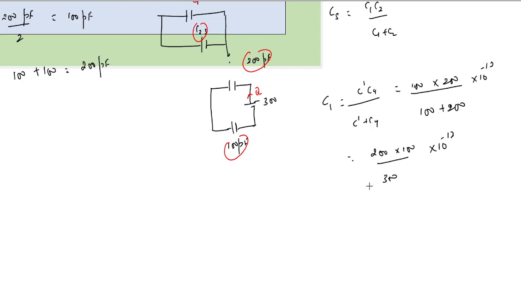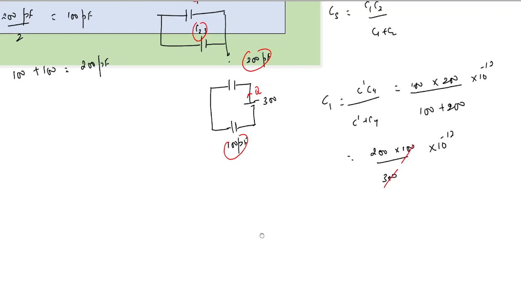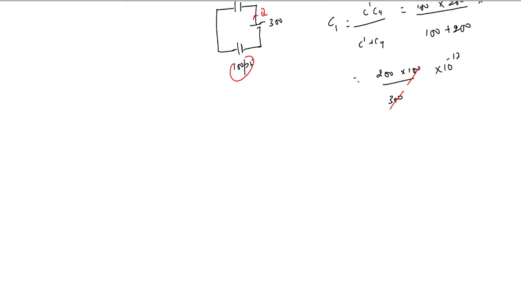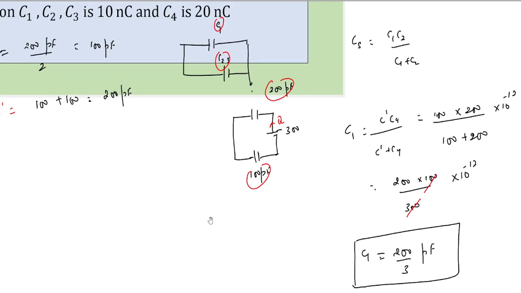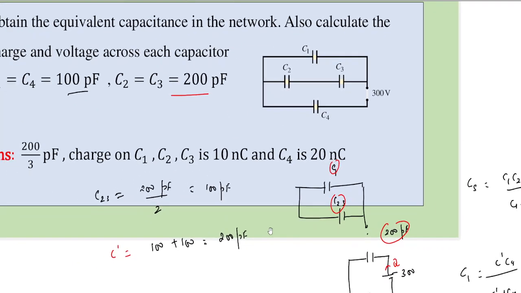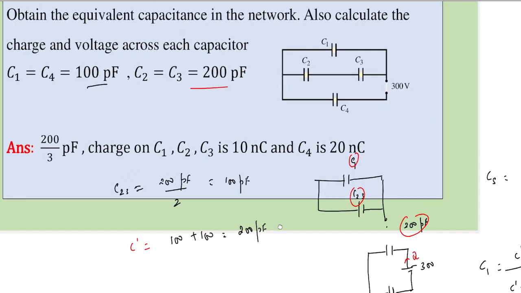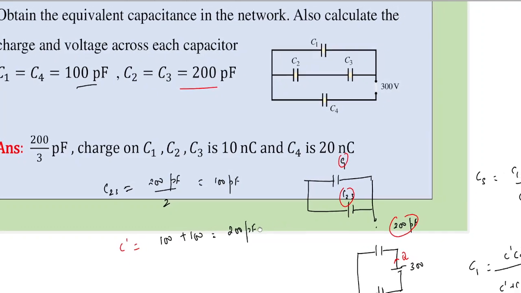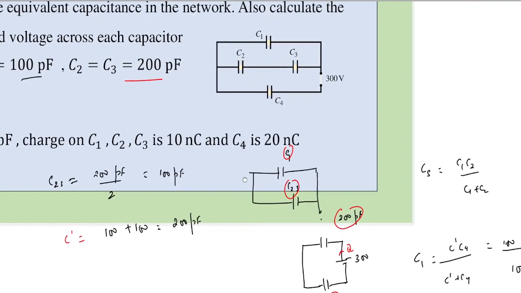So from here, 2 gets cancelled. What remains is C1 is equal to 200 by 3 picofarad. So this is the required equivalent combination. That's the first part of the question. The second part says, calculate the charge and voltage across each capacitor. We'll first find the charge across each capacitor.